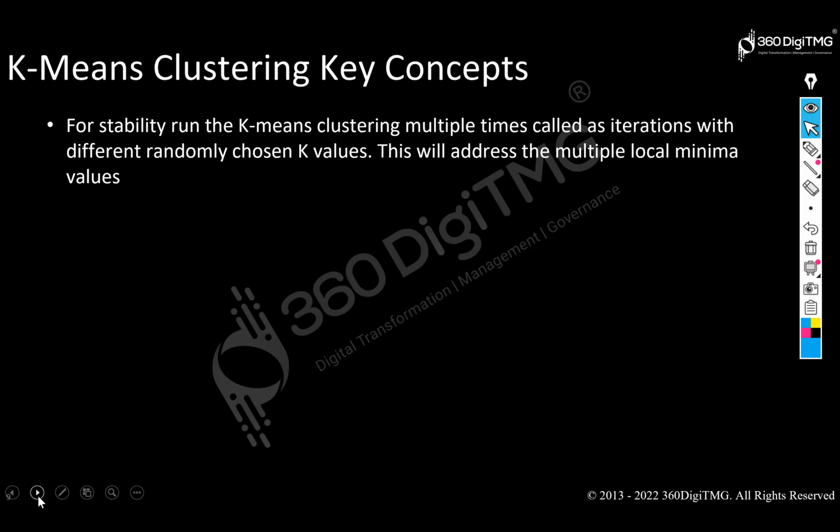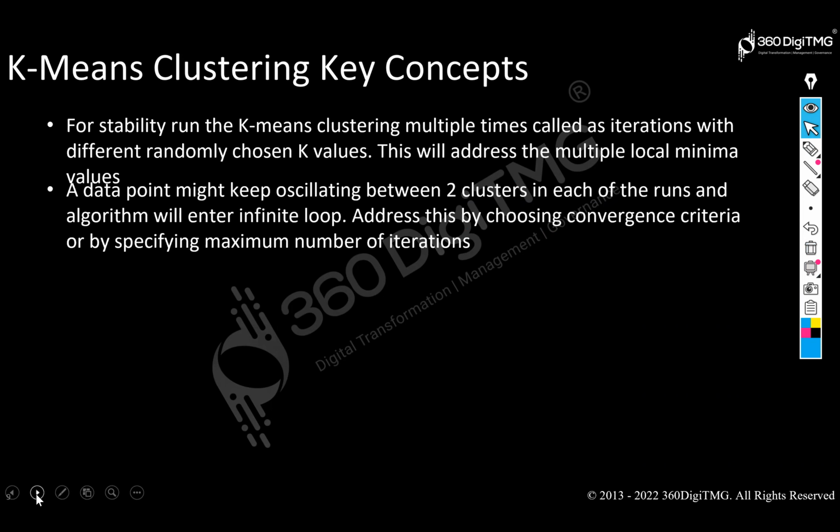Key concepts we learned. For stability, run the k-means clustering multiple times, iterated with different randomly chosen k values. This will address the multiple local minima. The data point might keep oscillating between the two clusters in each of its runs, and the algorithm will enter an infinite loop. Address this by choosing convergence criteria or by specifying a maximum number of iterations.